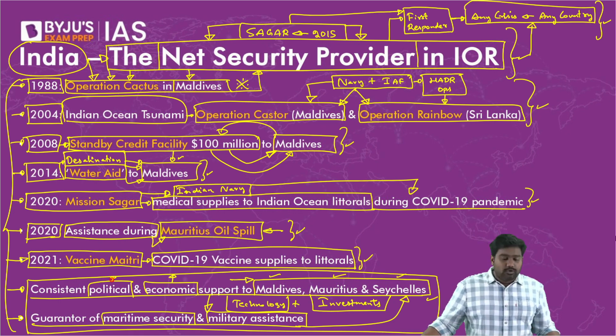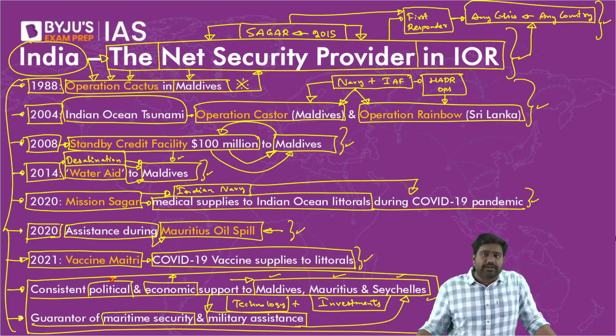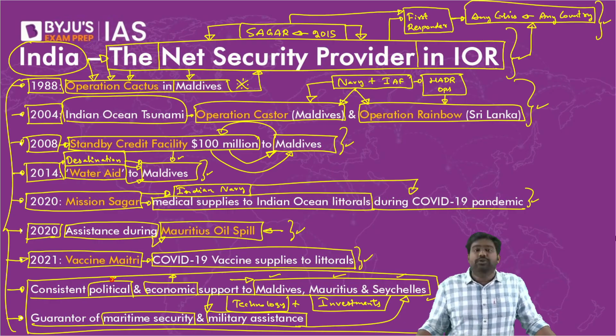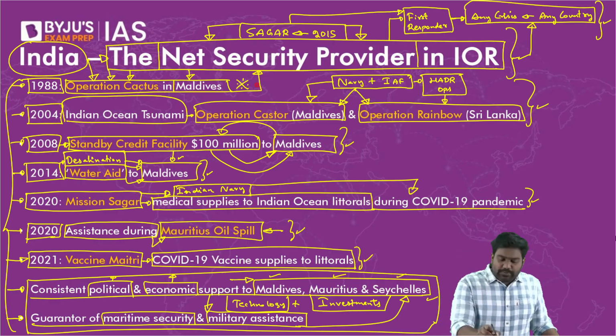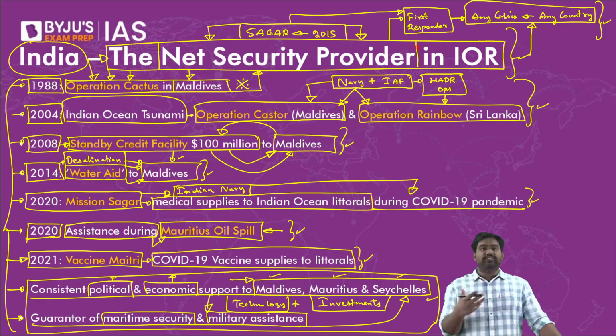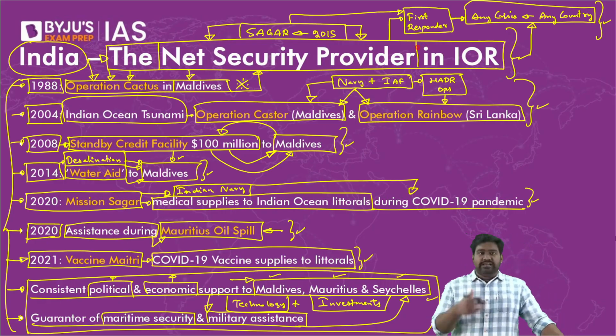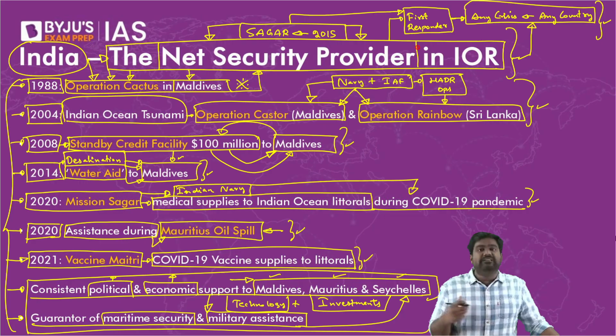All right. UPSC might ask a 10 marks question here. It might ask you, what is the Sagar Doctrine of India? Can you illustrate how India has been a net security provider since many decades in the Indian Ocean? So this is what you need to explain. Provide these examples, right? First, explain what is a net security provider. Explain the concept. And then show how India has proven this, how India has displayed this capability by giving all these examples.